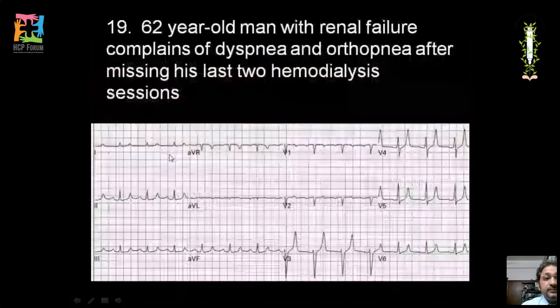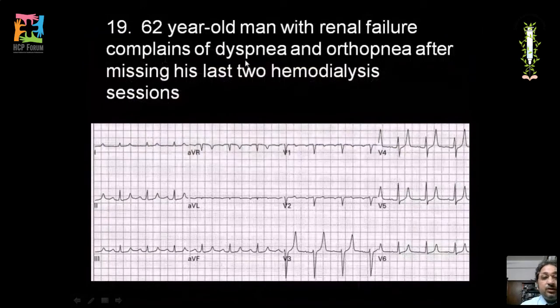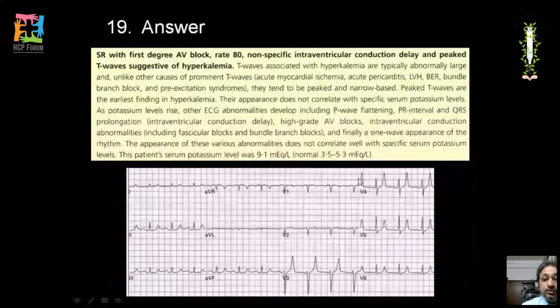Next is a 62-year-old man with renal failure and complaints of dyspnea and orthopnea after missing last 2 hemodialysis sessions. What is the obvious finding? It's tall peaked P waves. So this ECG shows not only a tall peaked P wave, but I can see there's a prolongation of PR interval and also non-specific intraventricular conduction delay, slight broadening of the QRS complexes with tall peaked T waves.